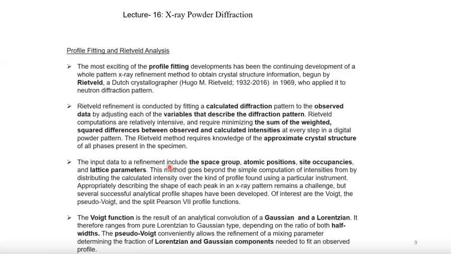The input data in refinement, what should be the input data? The raw material, the space group, atomic positions, site occupancy, and lattice parameters. That should be the input data. And what then do we do? By using Gaussian and Lorentzian convolution, we refine it and get as close as possible of the calculated to the observed pattern.